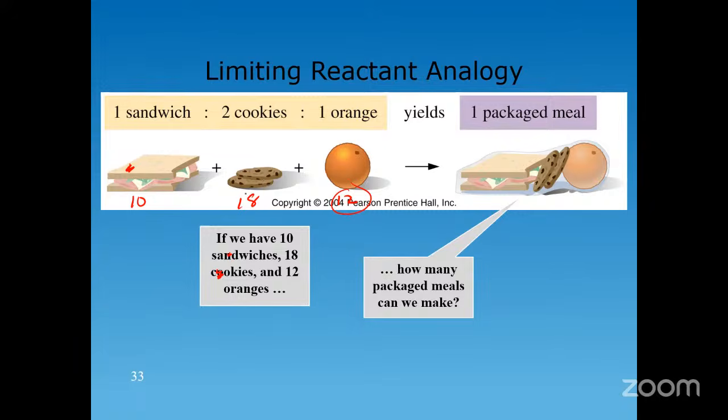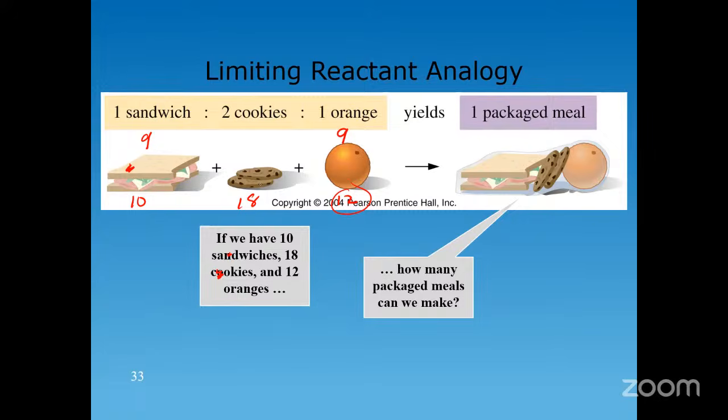Now, if you look at things from the standpoint of the 18 cookies, that means that you're going to need 9 sandwiches. You have more than 9, you have 10. So that works out. And then you're also going to need 9 oranges. You have more than 9, you have 12. So therefore, in this context, the cookies would be the limiting item.